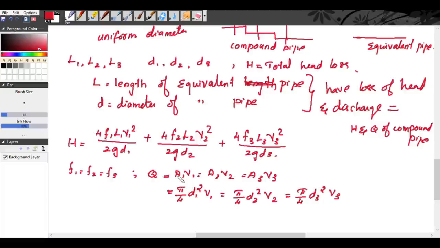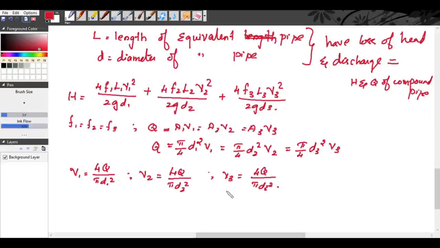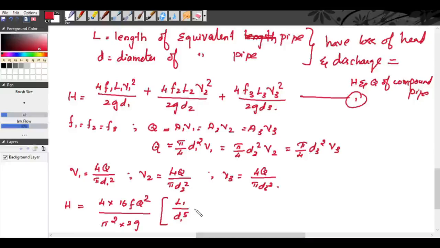Now we will express the velocities V1, V2, V3 in terms of Q. So we get V1 is equal to 4Q by pi D1 square, V2 is equal to 4Q by pi D2 square, and V3 is equal to 4Q by pi D3 square. Now we will substitute these V1, V2, V3 in equation number 1, that is, in our head loss. When we substitute, we will get 4 into 16FQ square by pi square into 2G multiplied by L1 by D1 raised to 5 plus L2 by D2 raised to 5 plus L3 by D3 raised to 5.